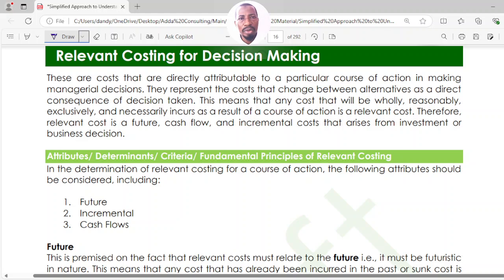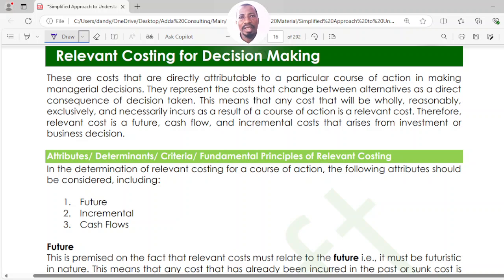So for this purpose, what do you understand by relevant costs? Relevant costs are costs that are directly attributable to a particular course of action in making managerial decisions. They are costs that will change as a result of the decision taken. So any cost that will be incurred for the purpose of taking a particular course of action is relevant.